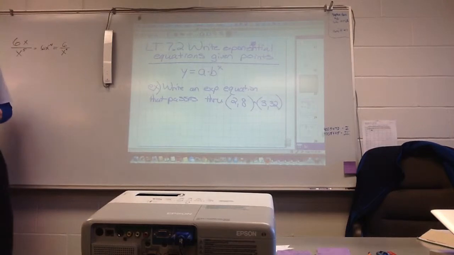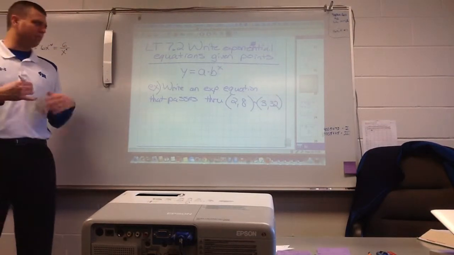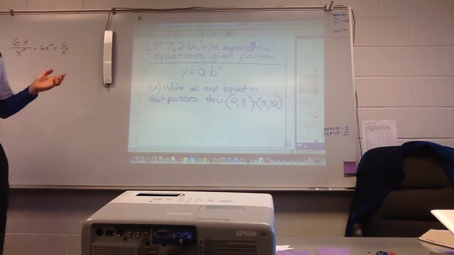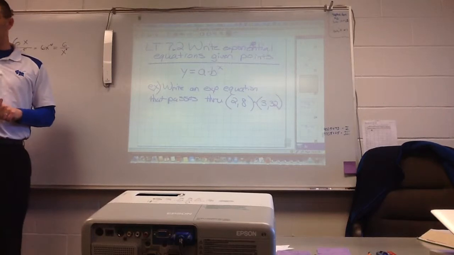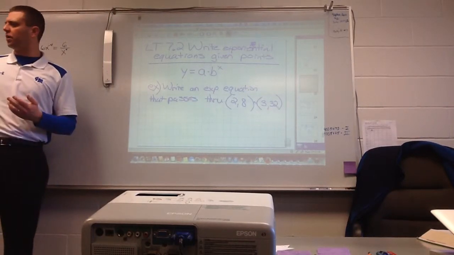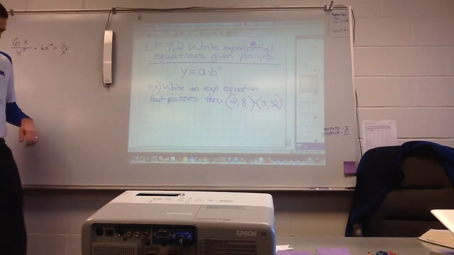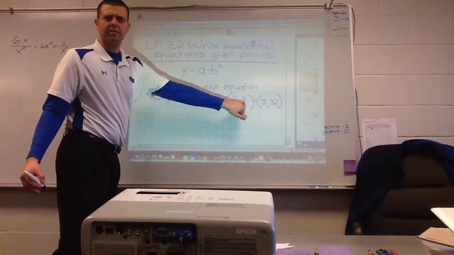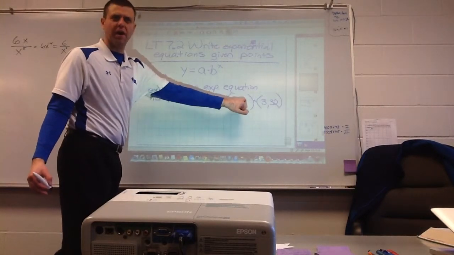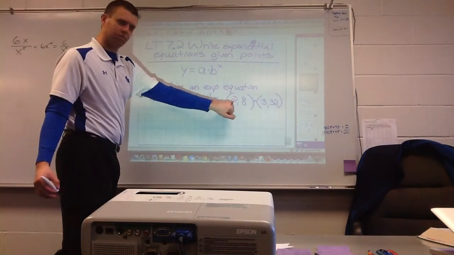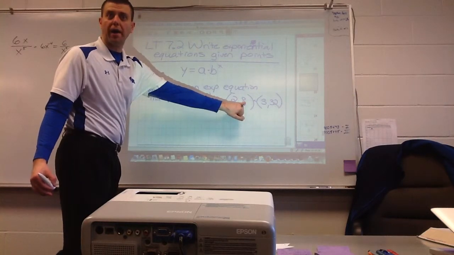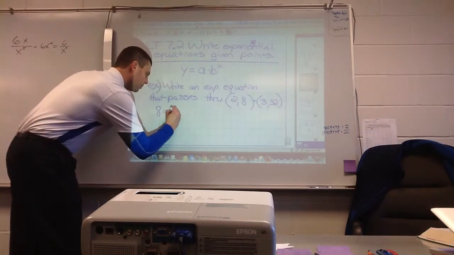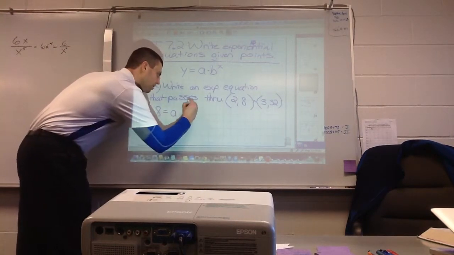Now, some of you, if you're pretty good with numbers in your head, you might be able to determine what the a value and the b value are pretty quick, especially for this one because it's a pretty simple one. But I'm going to show you the algebraic way to do it first. So, (2, 8). That's an x value and a y value, right? So I'm going to take this and plug it in for x. I'm going to take that and plug it in for y, right up here. So 8 equals a times b raised to the second power.